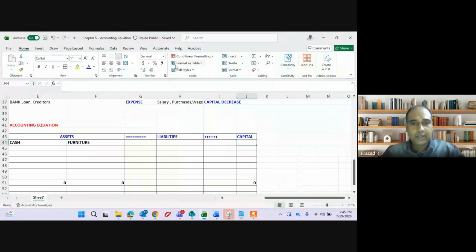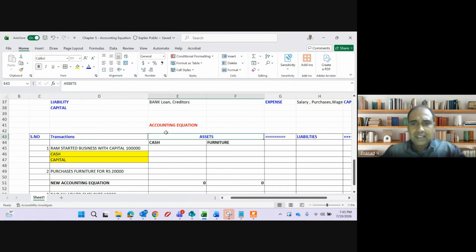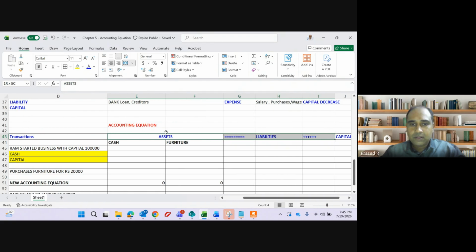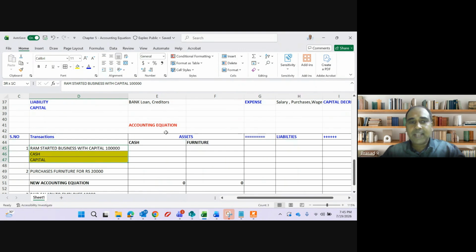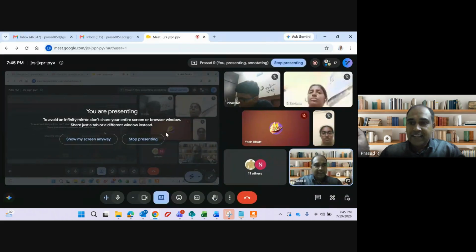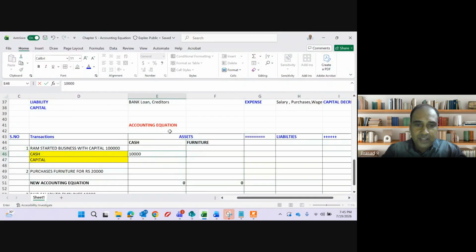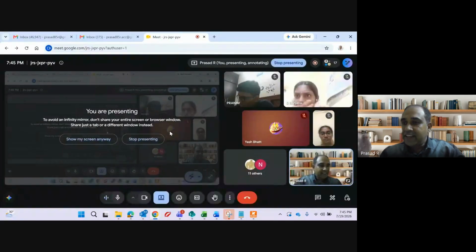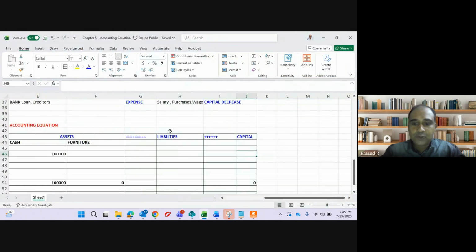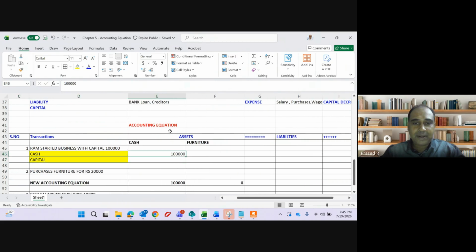Clear? Okay. So we were discussing assets equal to liabilities plus capital. Ram started business with capital. 2 accounts are involved. One is cash. When a business is started with capital of 1 lakh, what happens to cash? There is cash coming into the business. How much cash is coming? 1 lakh rupees. So my cash will increase by 1 lakh rupees. And this cash is towards what? This cash is an internal liability. That cash is called capital. Clear? So my capital also increases. So 1 lakh rupees I will put under cash, and 1 lakh rupees I will put under capital. Any doubt, guys?